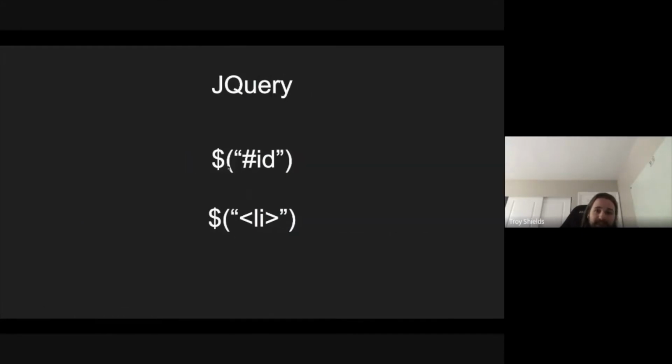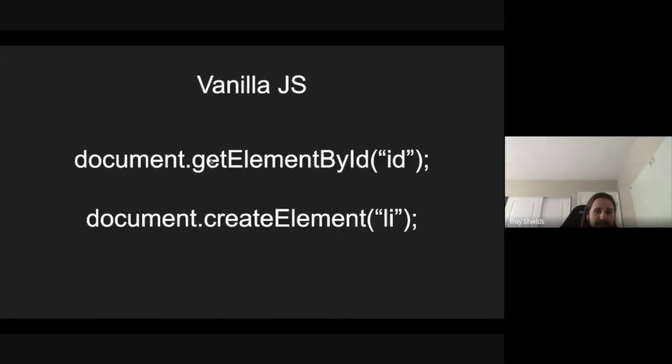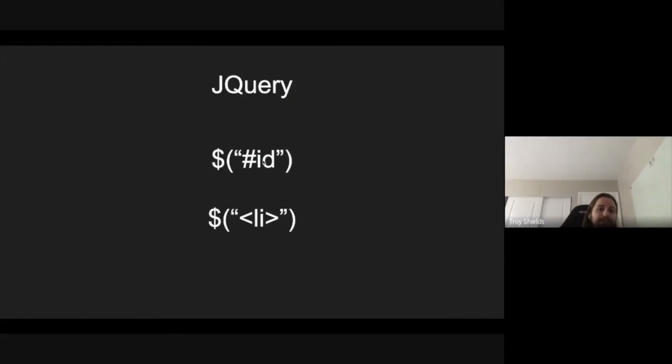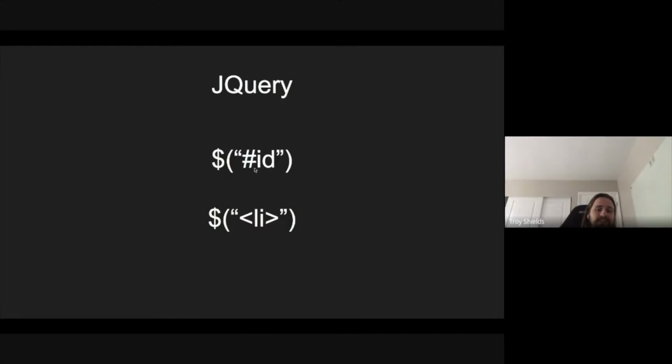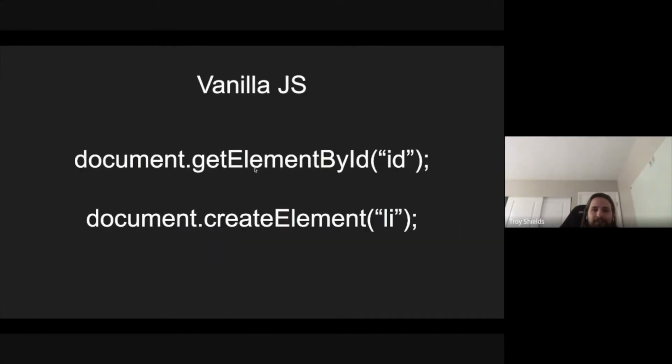jQuery looks like this, Mariah, so you can see how much better it is. It really is better because now we're using the exact same function to either create a new element or select an existing element. And you can use CSS selectors here. So it just makes it easier? Oh yeah, way easier. Okay. But it's important to understand that under the hood, it's doing the exact same thing.